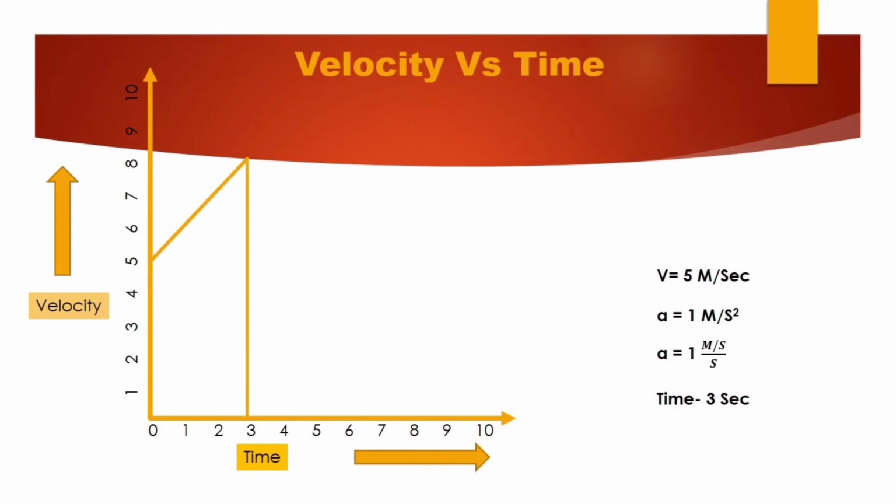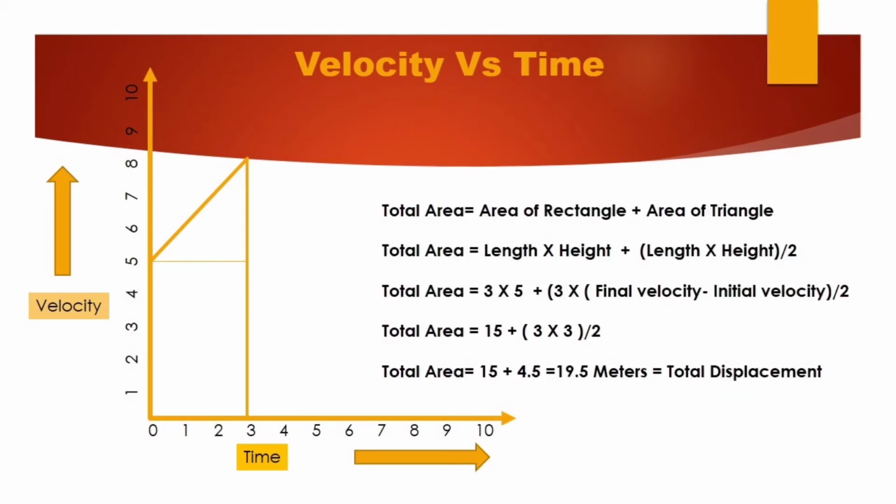Now, let's calculate the area under it. So draw the line from the velocity of 8 meters per second to 3 on the x-axis. The total area shall be equal to the area of the triangle plus the area of the rectangle. Area of rectangle is the product of length and height. Area of rectangle is the product of 3 and 5. So the area of the rectangle is 15.